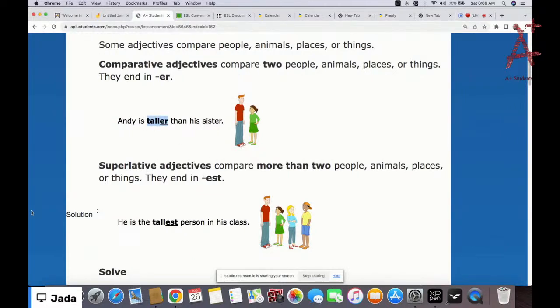All right, so superlative adjectives compare more than two people, animals, places, or things. They end in est. Now it's not just two; they compare more than two, and they usually end in est. That is, he is the tallest person in his class. Tallest, EST. So you see, it's more than two people in the picture here, so it's comparing more than two.